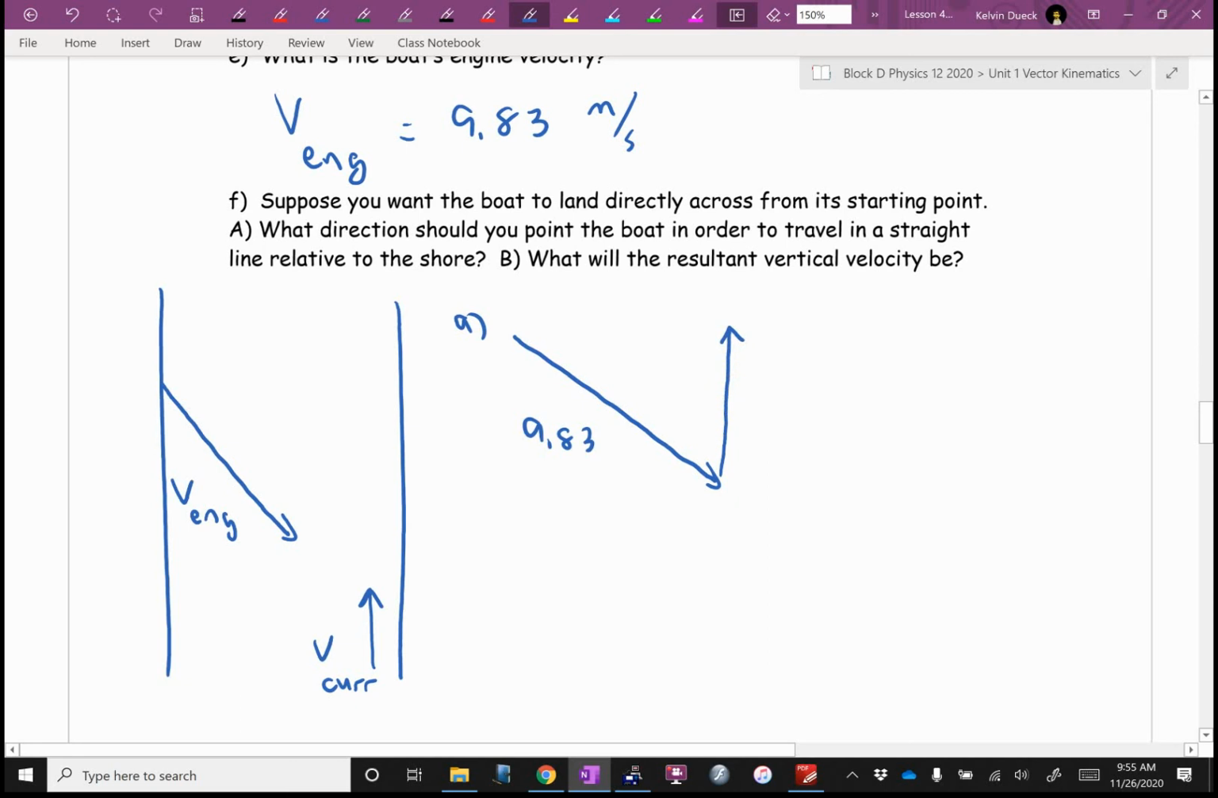What was the current magnitude? 6 point, what? That will give me straight across as a resultant. The direction would be where the vector is coming from, right there, not where the vector is pointing to.